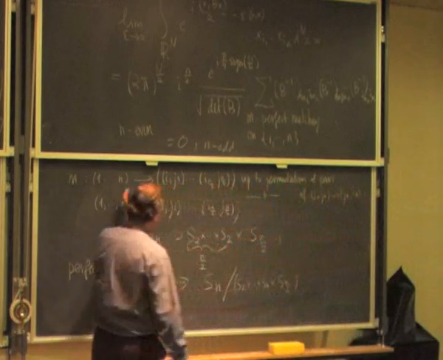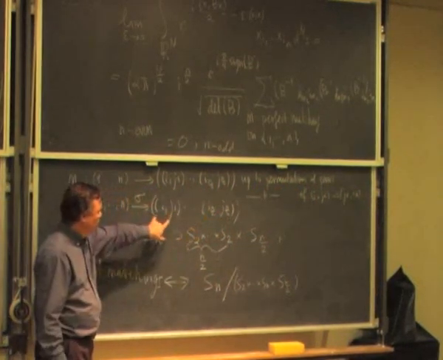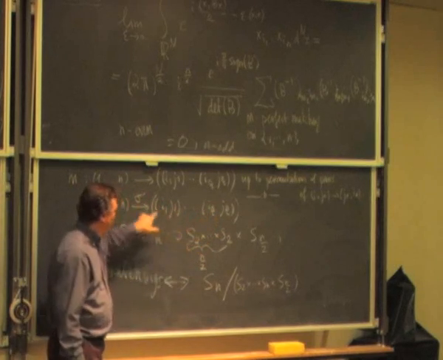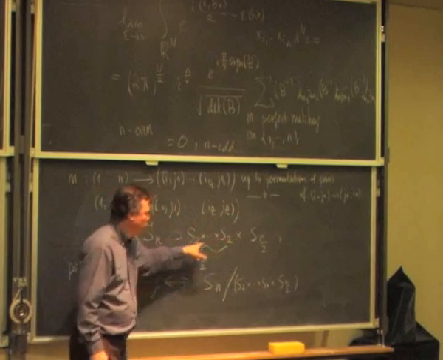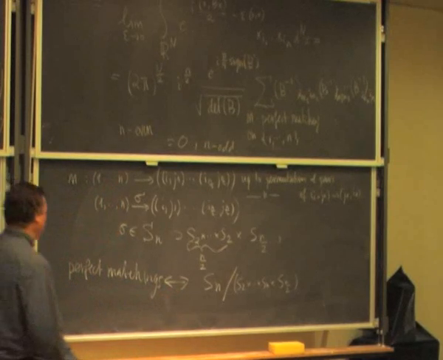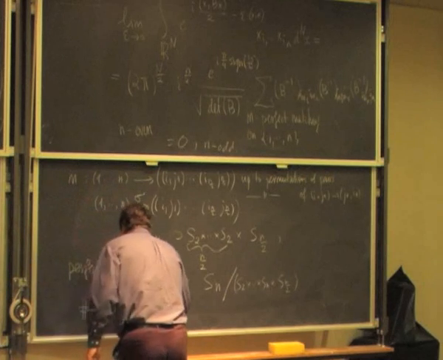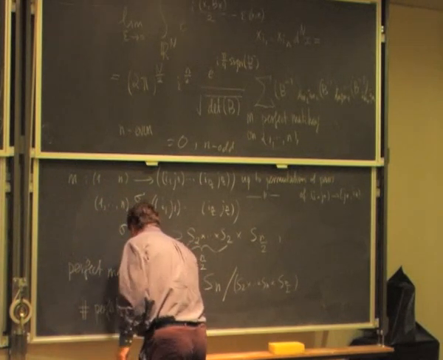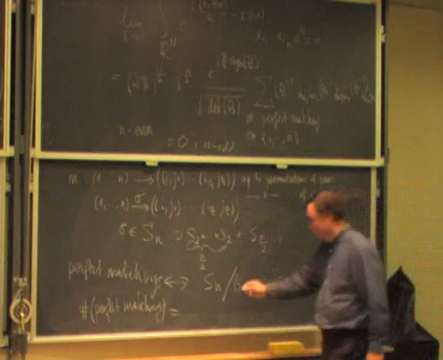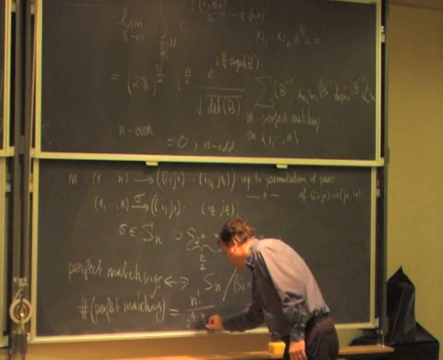So you take any permutation, it gives you pairs of numbers, and then you take the equivalence class of such permutations with respect to the action of these flips. So in particular you can see that the number of perfect matchings is the ratio n factorial over 2 to the n over 2, n over 2 factorial.